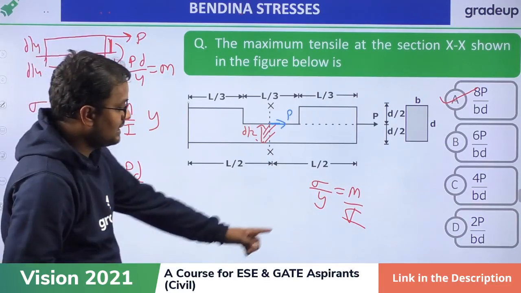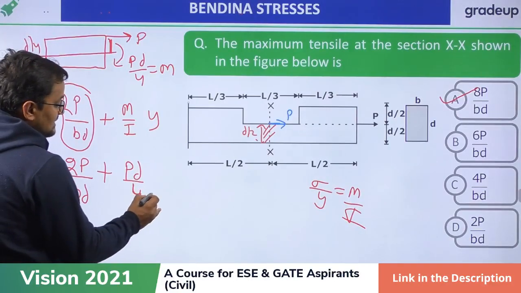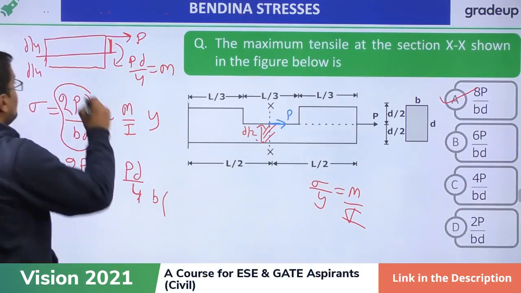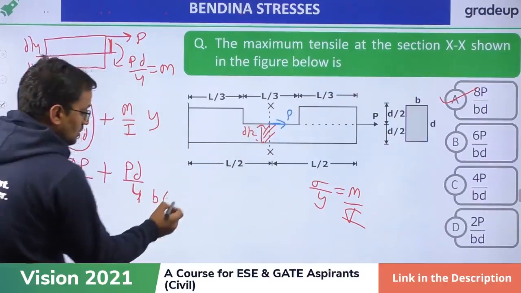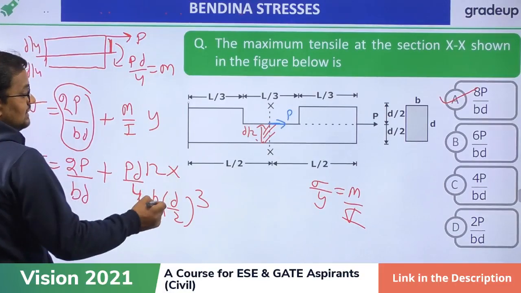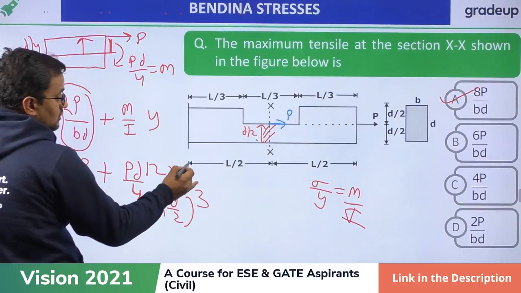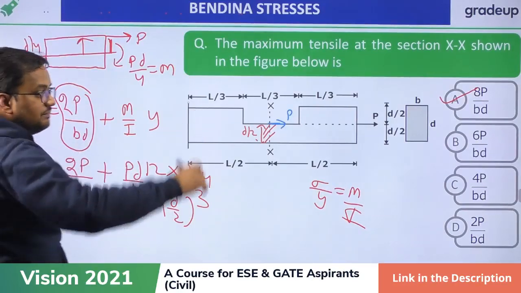Sigma by Y is equal to M by I. Sigma is equal to M by I into Y. Divide by I. I is how much? BD cube by 12. D is how much of this? D by 2. So D by 2 power cube into 12, into Y. Y is distance from neutral axis of the top. Is how much? D by 4. If you calculate this, 8P by BD.